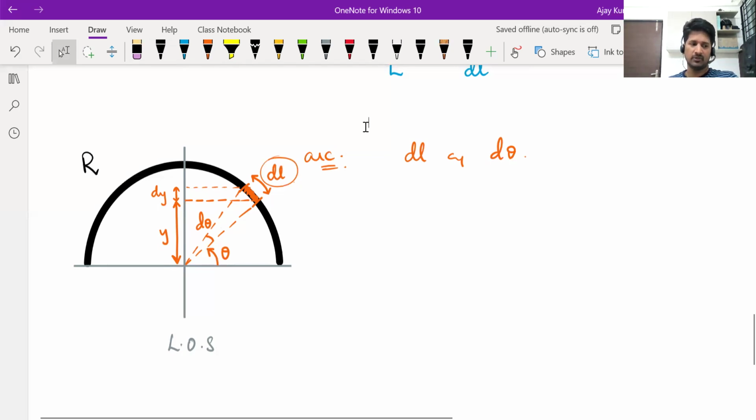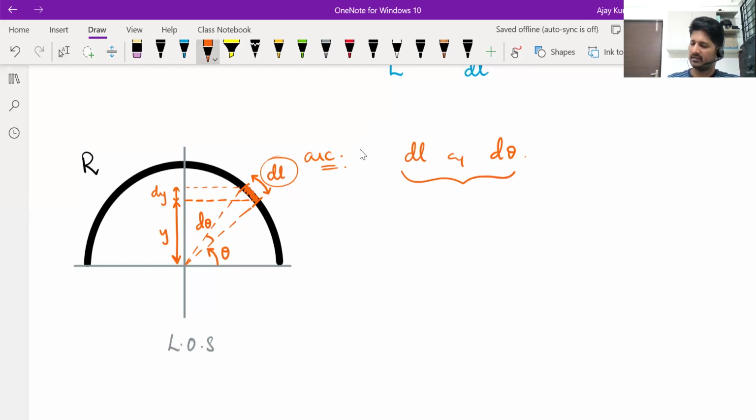Yes, Pawan, you unmuted. L is equal to r theta. L equal to r theta, correct. Length of the arc is radius multiplied with the angle it subtends. So Pawan, tell me, what is the relation between dl and d theta, small length and small angle? Okay, it will be dl is equal to r times d theta. Okay, I hope this is clear to all of you.